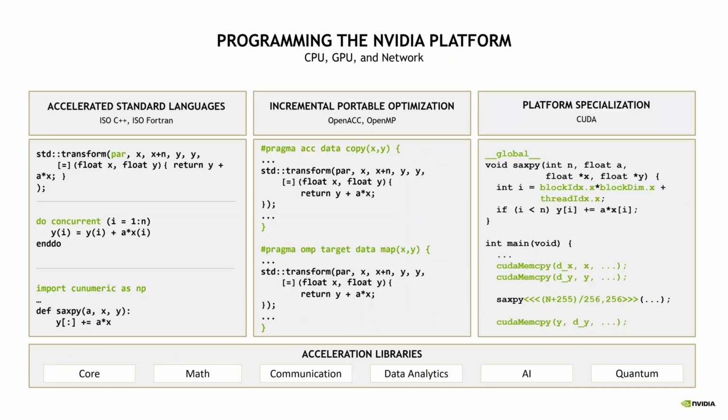Once you've had a look at libraries and perhaps the libraries don't do exactly what you want to do, as I mentioned, you may want to think about programming. And if we look historically at the way programming for the GPU has developed, it's kind of going from right to left on this particular slide.